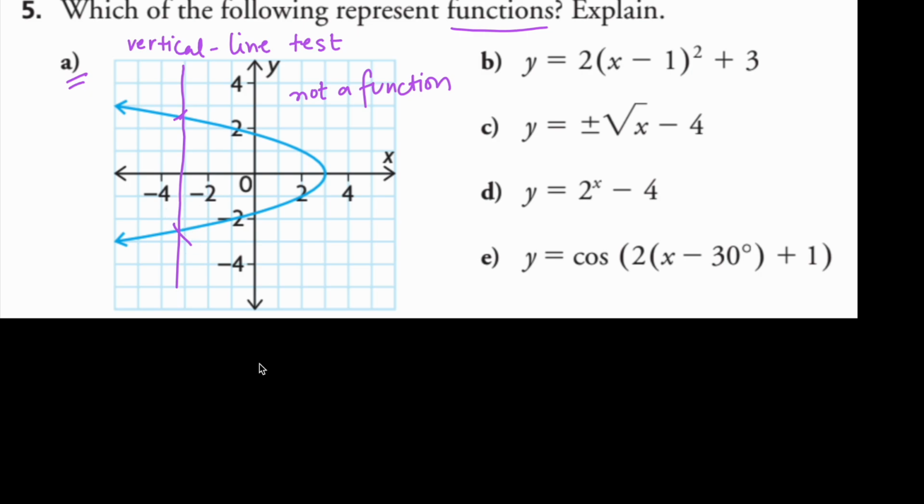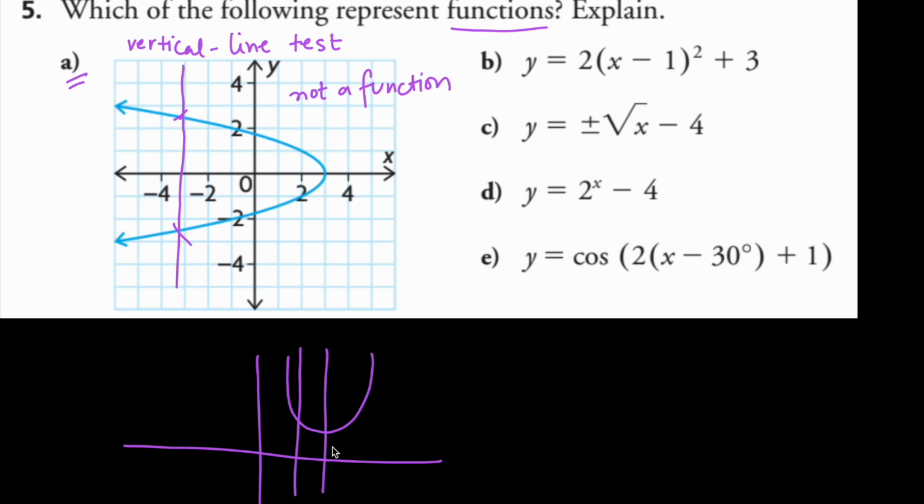Now, what kind of graph representation is going to be a function? For example, if I draw an upwards parabola, something that looks like this. On this parabola, if I draw a vertical line at any point, like here, here, or here, anywhere on the graph, it only cuts my graph at 1 point. Every line is cutting my graph at 1 point only. That means this is a function. Why? Because it passed the vertical line test.